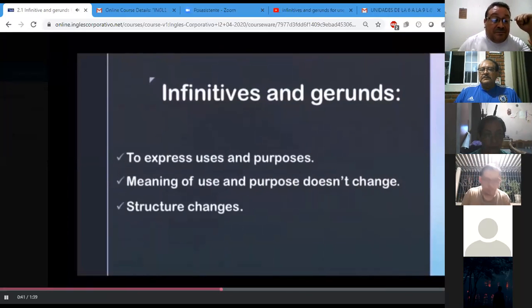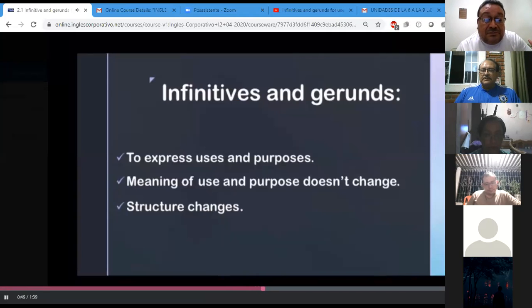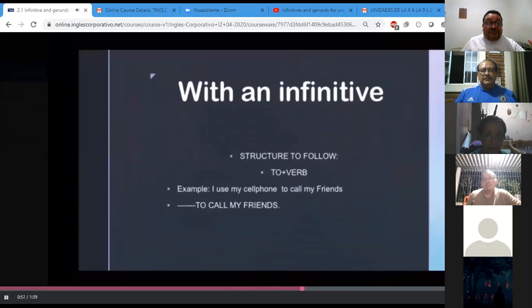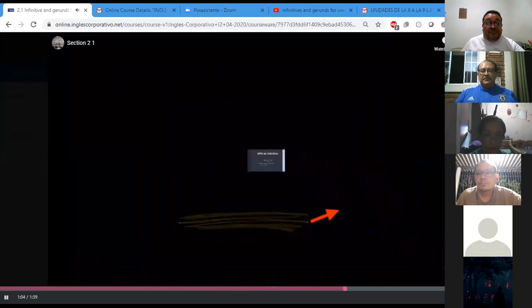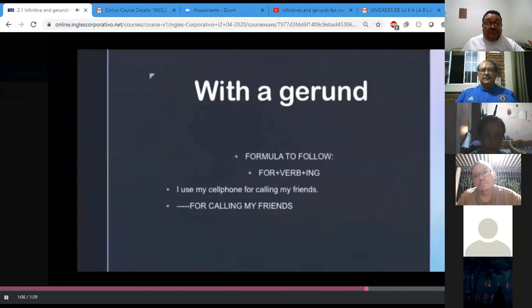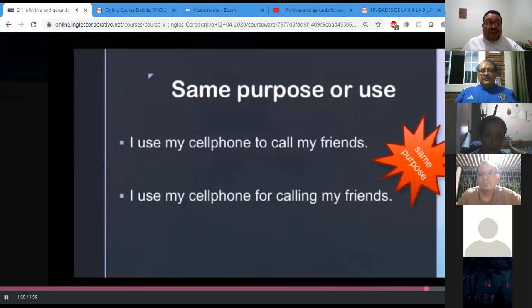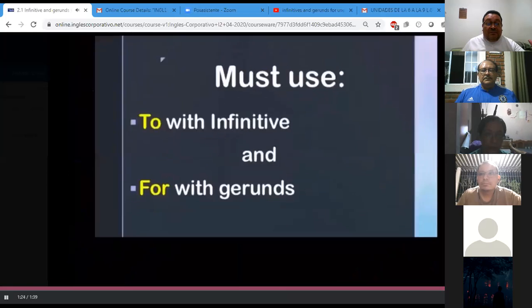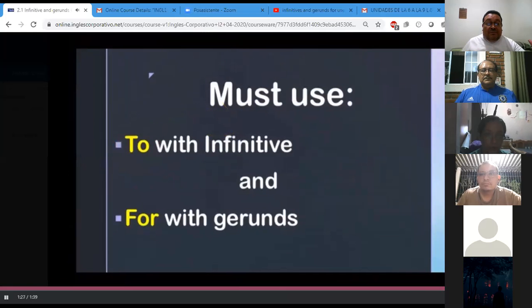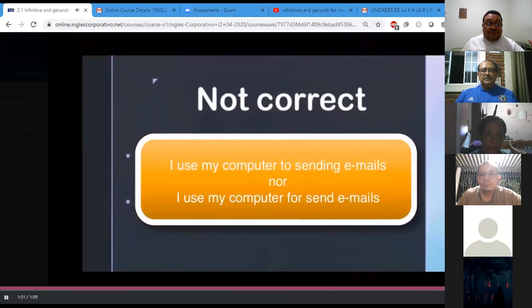As said in our intro video, we will study infinitives and gerunds to express use and purposes. Keep in mind the meaning doesn't change. What changes is the structure. So let's go over the explanation on the difference between the two forms. With an infinitive, we must use to plus verb. Example, I use my cell phone to call my friends. To call my friends is the purpose. With a gerund, we must use for plus verb plus ing. Example, I use my cell phone for calling my friends. For calling my friends is the purpose. Notice on both examples, the purpose or use is the same. It is also important to notice that when using infinitives, we must use the particle to before the verb. And when we use gerunds, we use the word for. You can't say, I use my computer to sending emails, nor I use my computer for send emails.